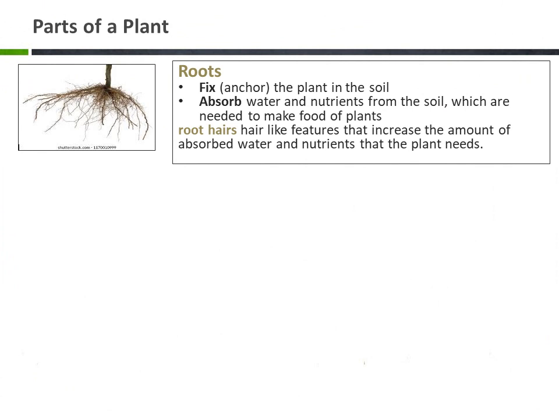Starting with the roots as a part of a plant. First, the function of the roots is to fix or anchor the plant in the soil, and also to absorb water and nutrients from the soil, which are needed to make food for the plant. Also, there is a structure called root hairs. They are tiny hair-like roots, features that increase the amount of water and nutrients absorbed that the plant needs.